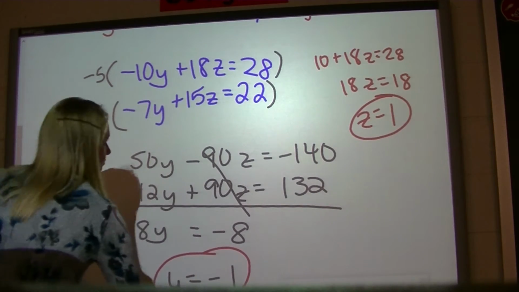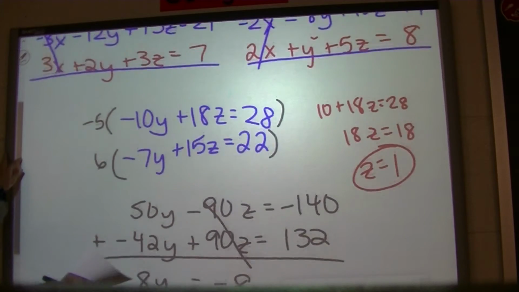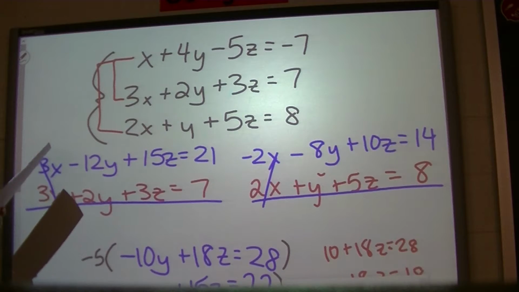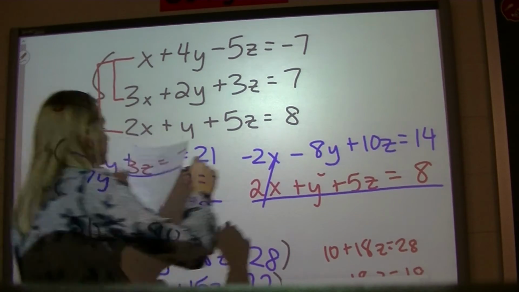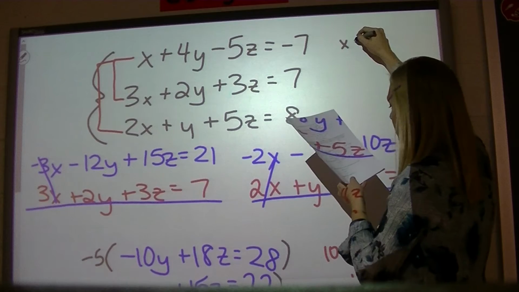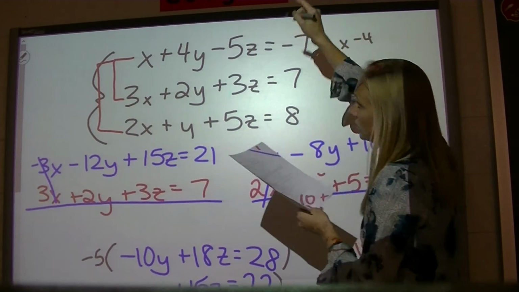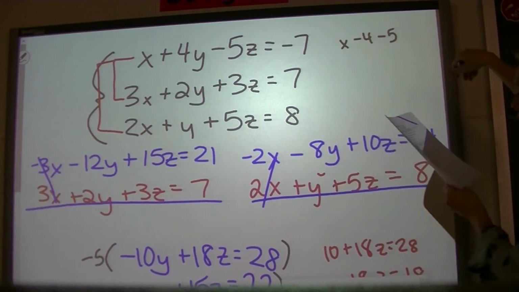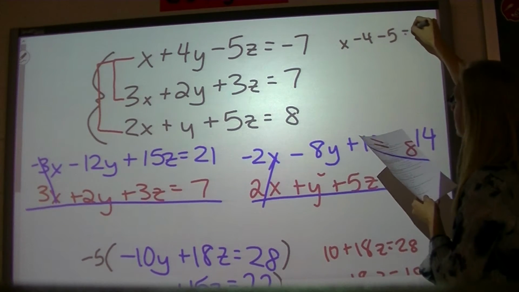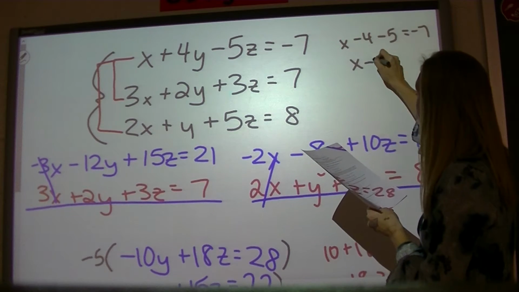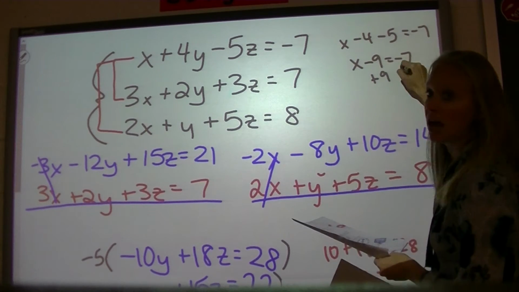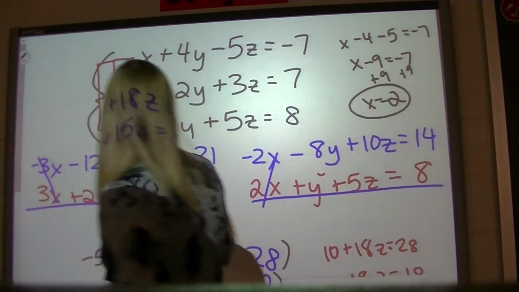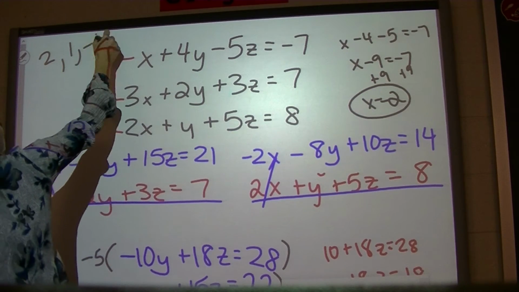So let's find what x is. To do that, we have to plug both of those into one of my original equations. I use the first one. So x is still unknown, and it's going to be x minus 4, because 4 times negative 1 is negative 4. And then minus 5, because 5 times positive 1 is 5, and that's going to equal negative 7. Simplify this, I have x minus 9 equals negative 7. Add 9, and I get x is positive 2. So there's my solution: 2, negative 1, 1.